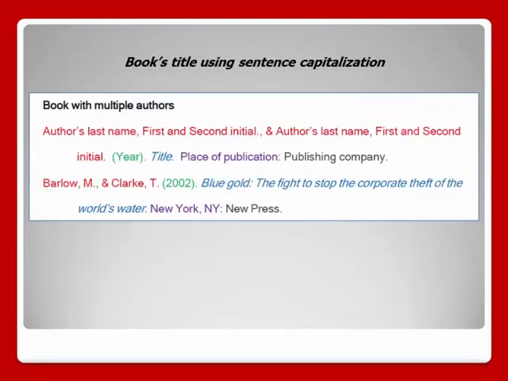Notice in the second example that APA differs from many styles in using sentence capitalization. You capitalize only the first word of a title and any proper nouns. This is how a citation is created by simply following the pattern for the type of source you need to cite.